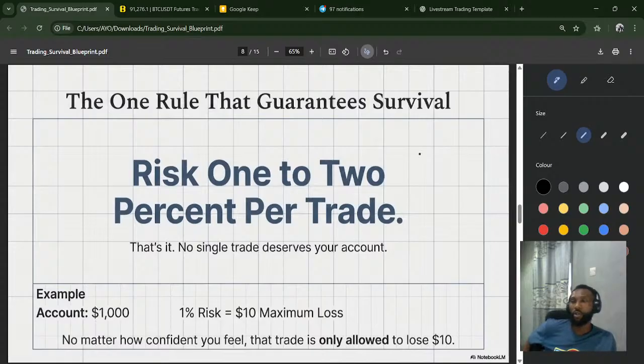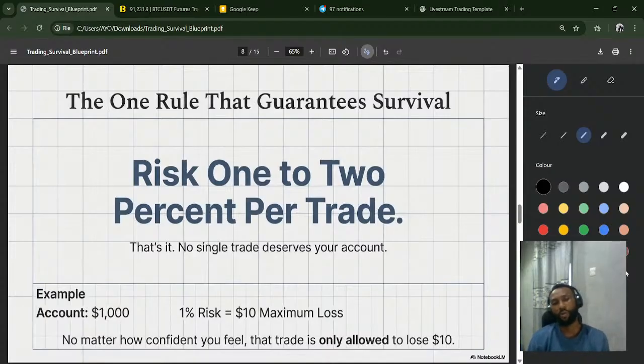Because if you're a good trader and you probably win 70% of your total trades, this is definitely going to work for you. You will definitely survive the market with that.